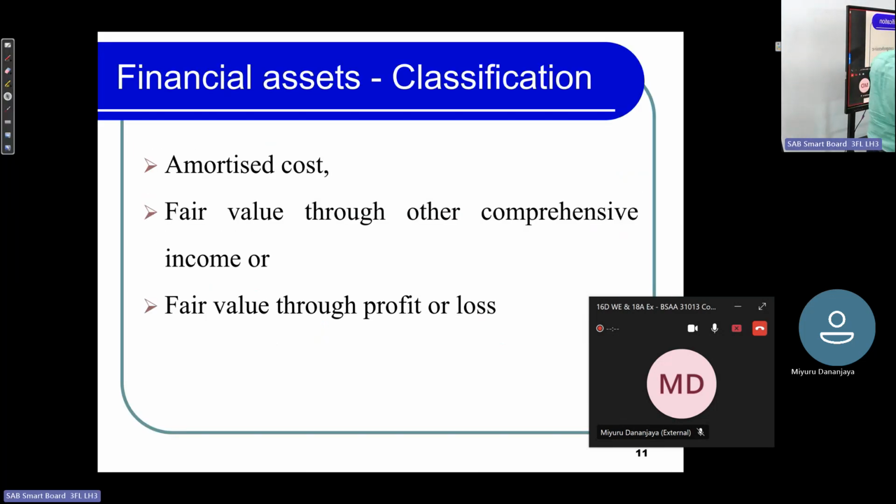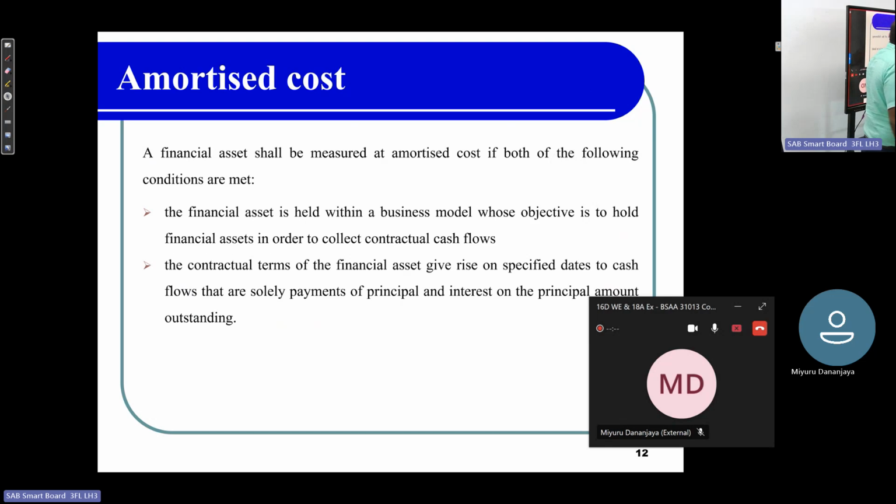Financial assets: these are the three classifications. Amortized cost, business model, and the contractual cash flow characteristics. Business model whose objective is to hold financial assets in order to collect contractual cash flows. That's why I summarize it as invest and hold. Contractual cash flow characteristics clear.